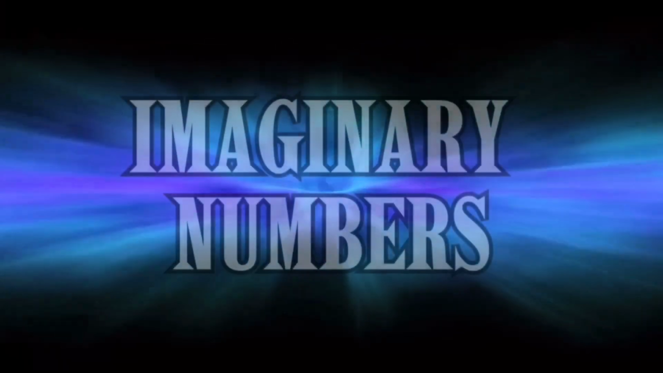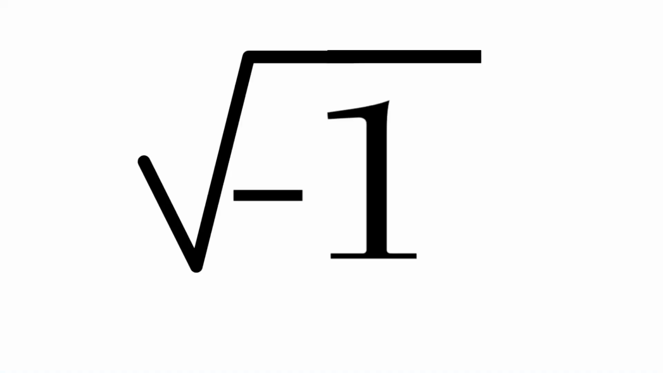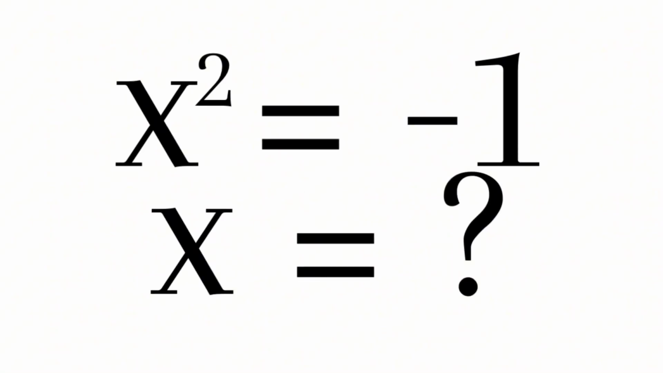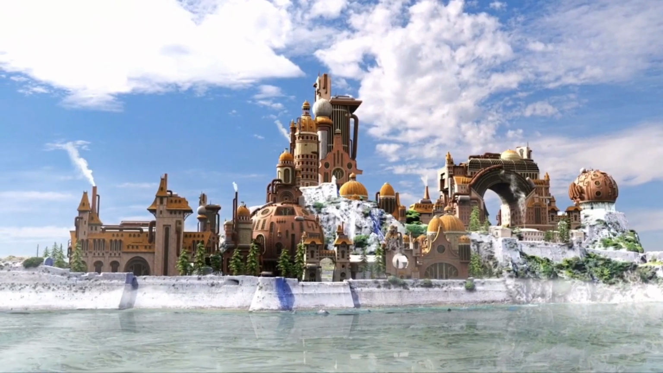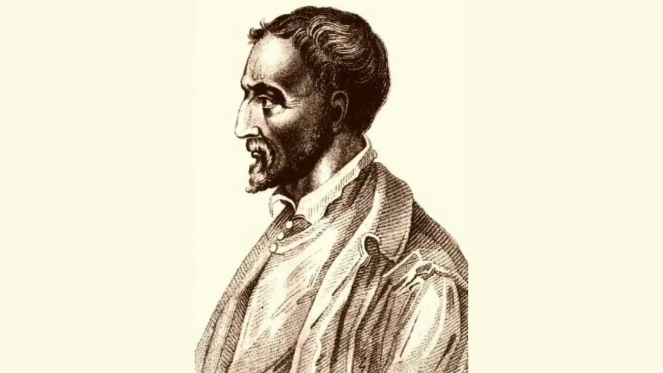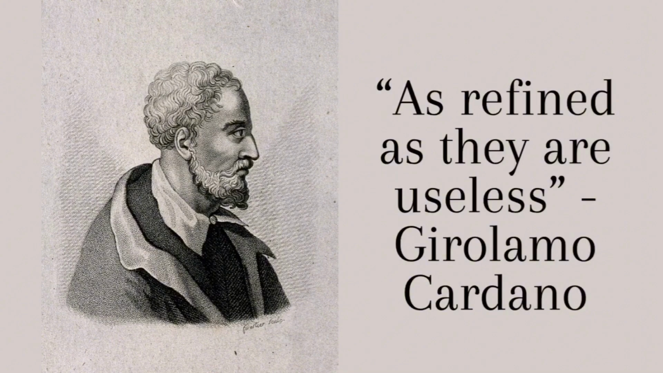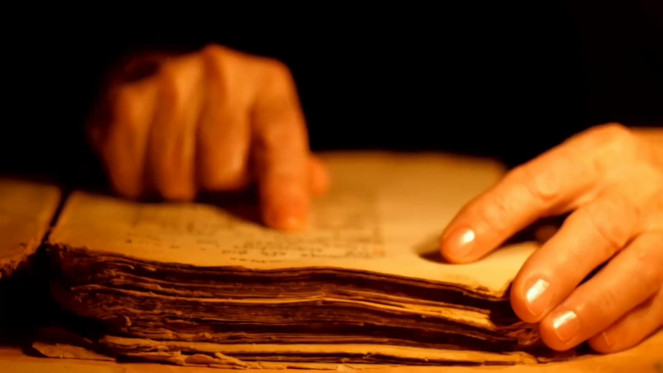Enter imaginary numbers. Italian mathematician Girolamo Cardano was the first to propose that whilst the square root of -1 had no actual value, it could have a kind of fictitious value, referring to such numbers as fictitious numbers. Cardano didn't get very far with them though, and said that thinking about it caused him mental torture, as it would anyone else who hadn't encountered them before, declaring equations that used them to be as refined as they are useless. 10 years later, Raphael Bombelli resurrected the idea.